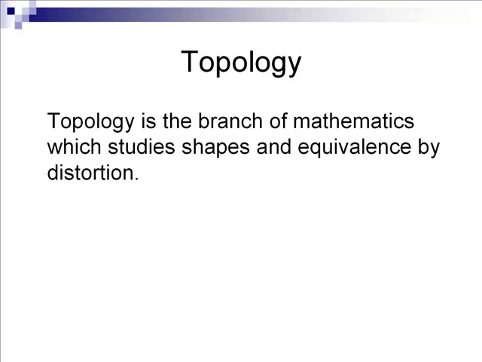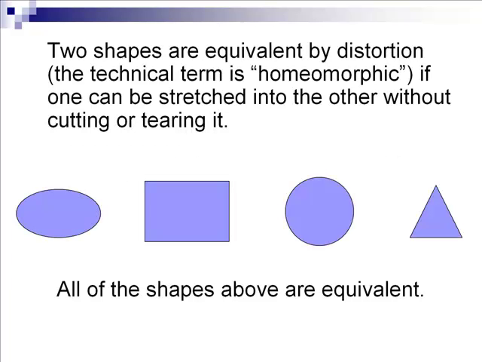One reason is we can hit the high points and explain some of the interesting parts without having to go into an enormous amount of detail. Two shapes are equivalent by distortion. The technical term is homeomorphic, homeo meaning same and morphic being shape, if you can stretch one into the other without cutting or tearing it.